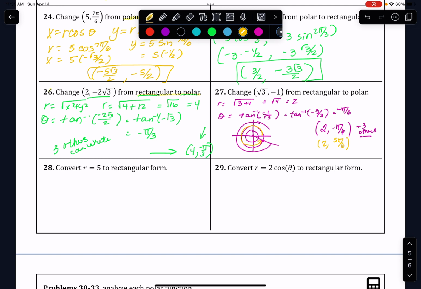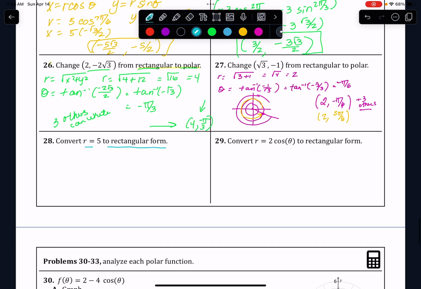Now the next one says convert r equals 5 to rectangular form. So this is an equation in polar form and it's just r equals 5, which means that your r value, your distance from the pole, is always going to be 5, which is the equation of a circle. And remember, it would be at 0 if it's just r equals 5. So x squared plus y squared is equal to 25.